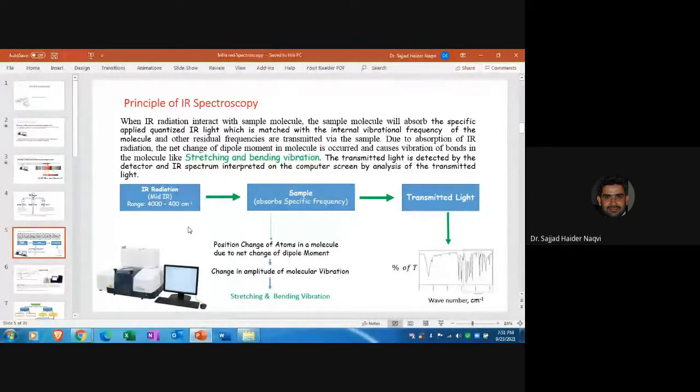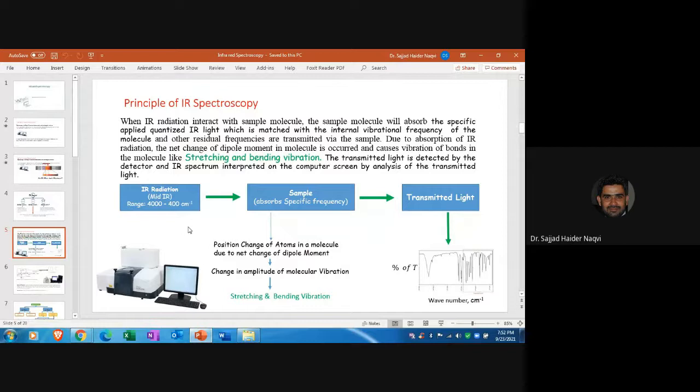Now, as a result of the absorption of IR radiation, there will be a net change of the dipole moment in that particular molecule. I'm sure that you guys will be aware of what is dipole moment. When there are two poles, negative and positive, within the molecule, they would have a specific attraction between those poles, and that is called dipole moment. So the molecules do have dipole moment because of the difference in electronegativities, and as a result of that absorption of the IR, the molecule's dipole moment is changed.